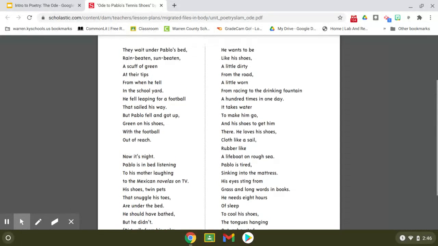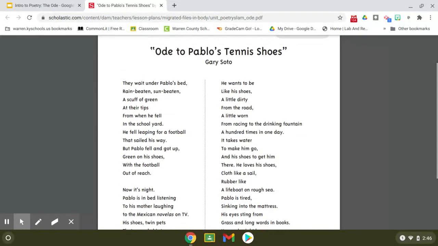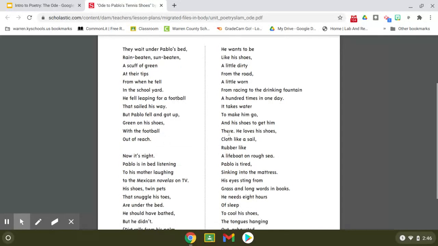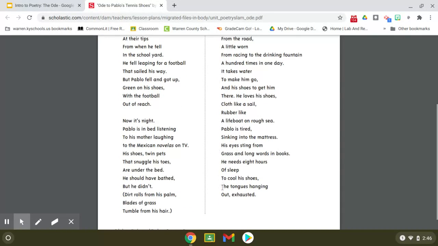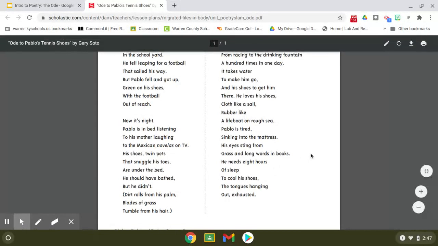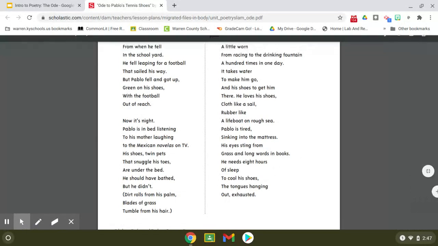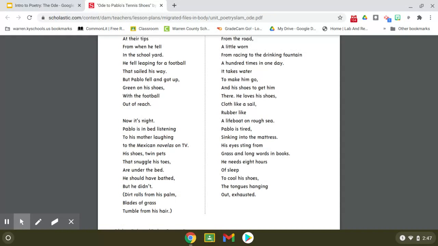So we have some comparisons. He compares the shoes to some different things. He compares his shoes to cloth like a sail, rubber like a lifeboat on a rough sea. So he compares them to a boat taking him over rough places. Later, the shoes are personified, it says that their tongues are hanging out exhausted. And you think about the tongue part of a tennis shoe, you can just see that hanging out exhausted. That's really effective personification of his shoes to show that they're worn out from all the running that this kid does during the day.